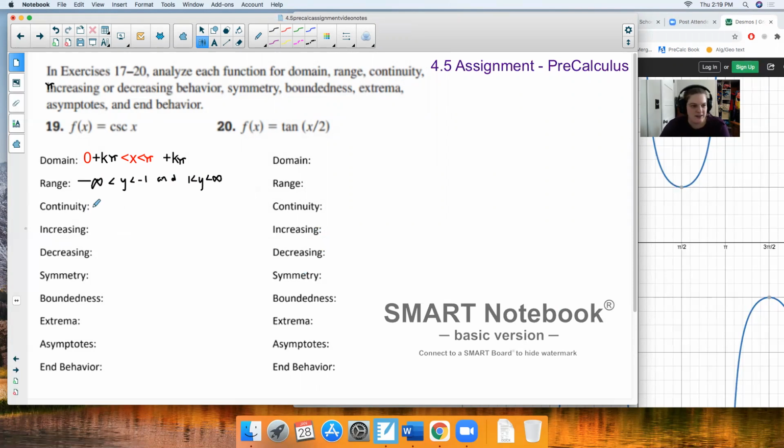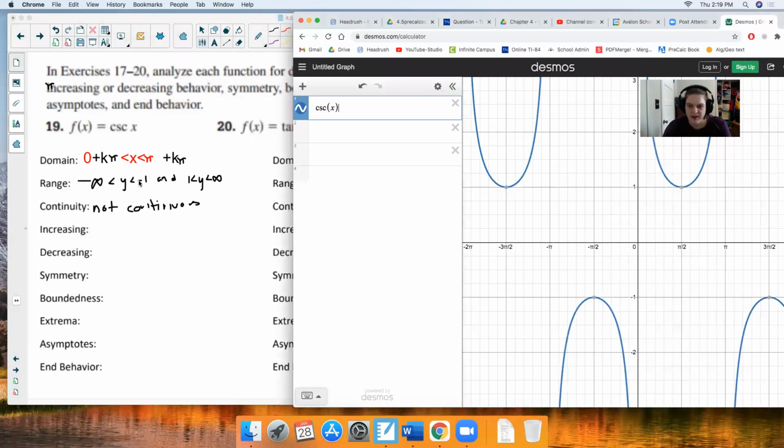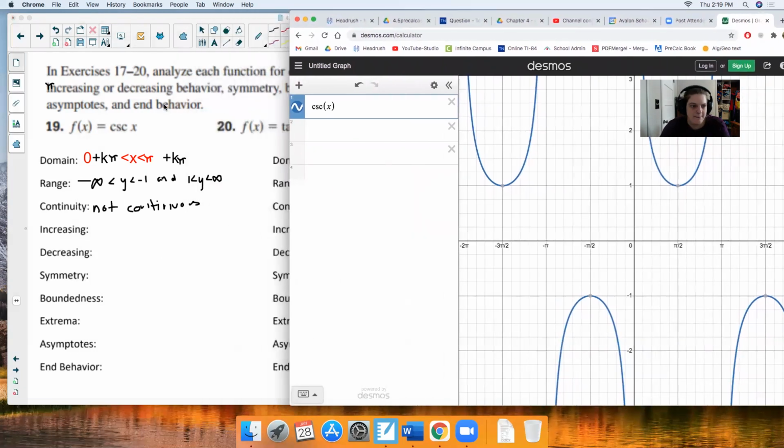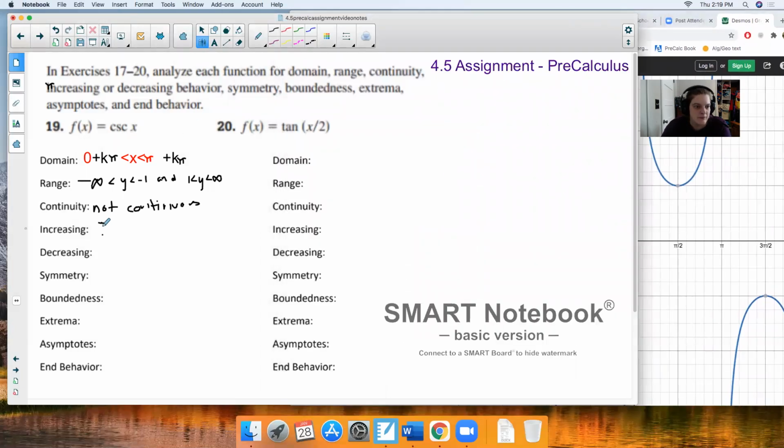Then its continuity, it is definitely not continuous, because in order to draw that graph, you are going to have to pick up your pencil, that's for sure. It's increasing, and this is where another one of these k pi things is going to happen. It's increasing starting at, we'll start at 0, from pi over 2 to pi. But then every k pi after that.